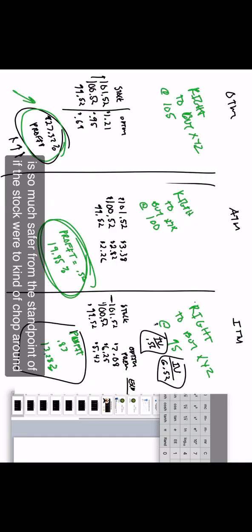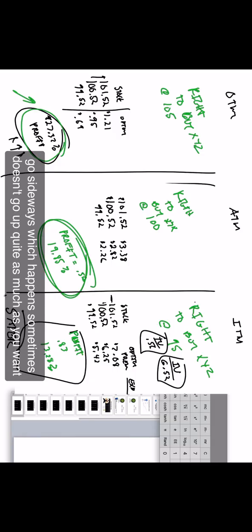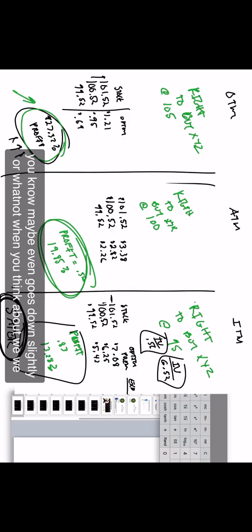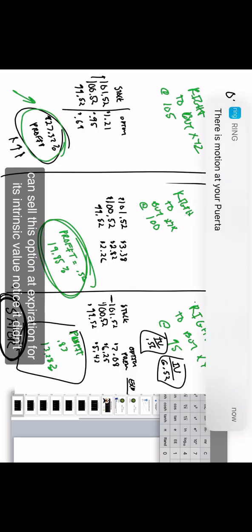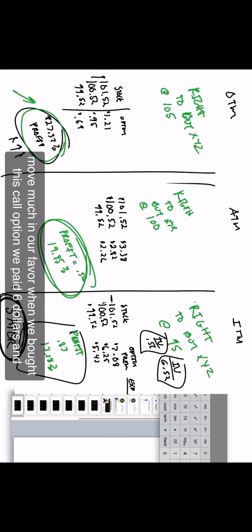This one is so much safer from the standpoint of, if the stock were to chop around, go sideways, which happens sometimes, doesn't go up quite as much as you want, maybe even goes down slightly. We can sell this option at expiration for its intrinsic value. Notice it didn't move much in our favor.